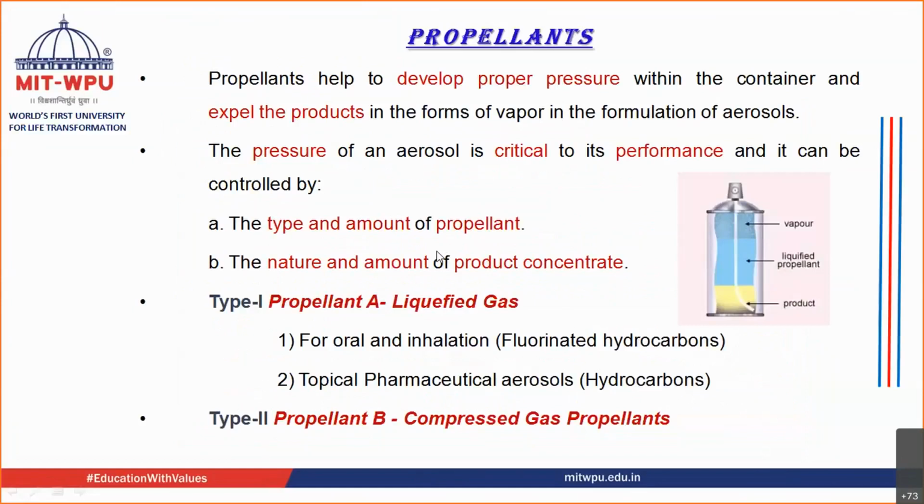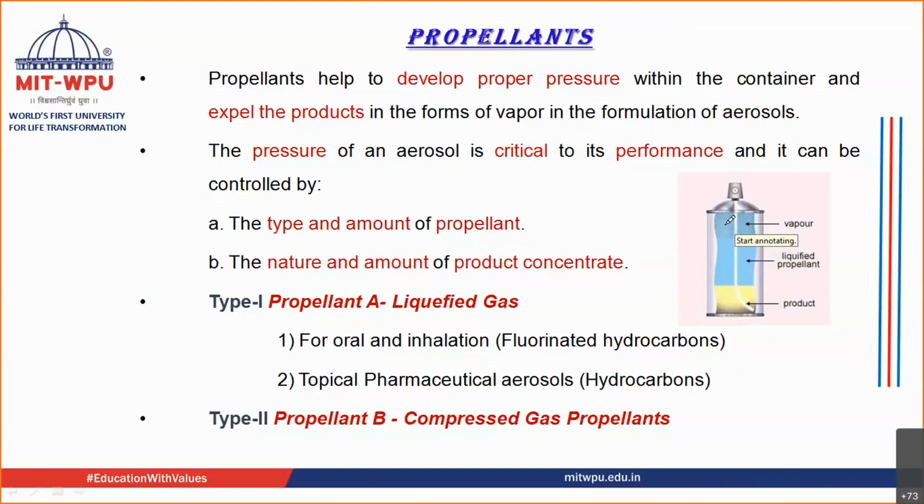Let us start with the first basic component, that is the propellant. Now, what does the propellant do? The propellant puts pressure onto the contents, that is the formulation, and helps the product expel out of the actuator in the form of vapor. So these are the propellant.